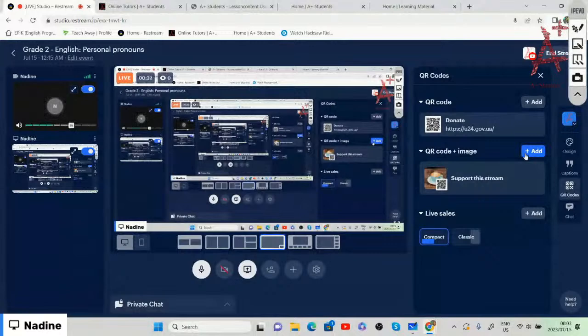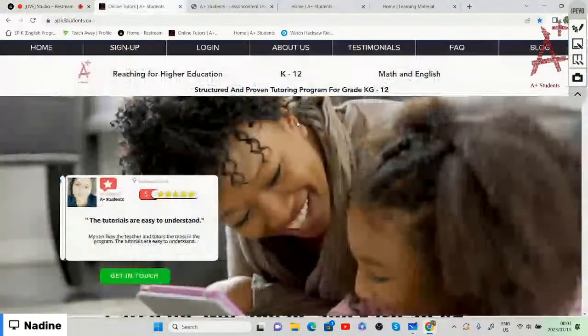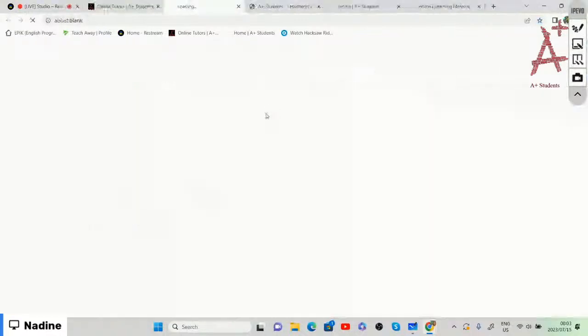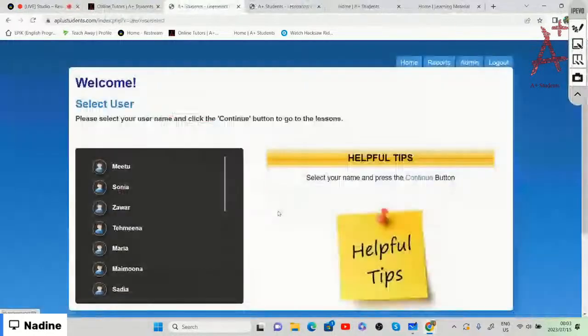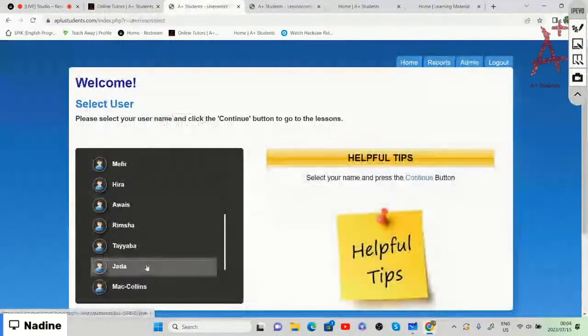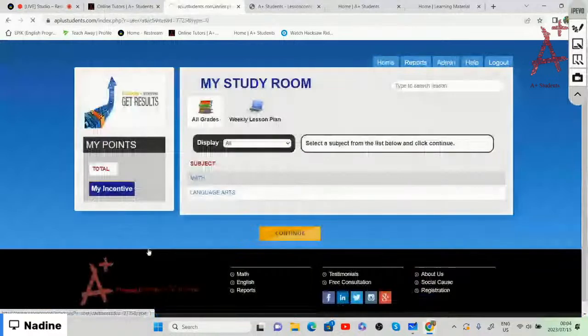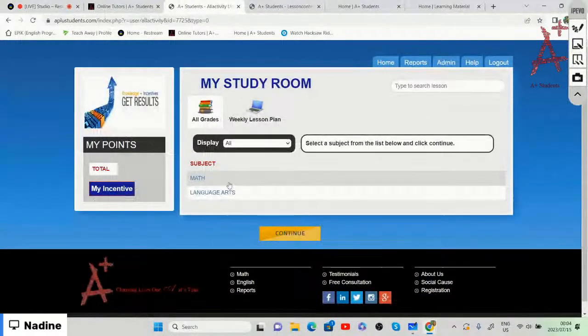All right. So before we start, you're going to go to A plus students.ca. Once you are on A plus students.ca, you're going to log in with your username as well as your password. Once you've logged in, you're going to select the subject of language arts.